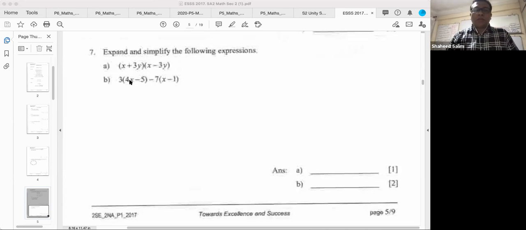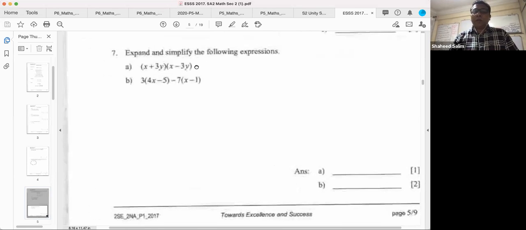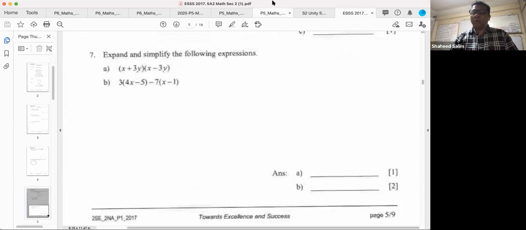Those of you who have forgotten this one, look at the pattern. If you remember, this one will not have a middle term. So x squared minus 9y squared. But if you want to times it out, also no problem. We can times it out.